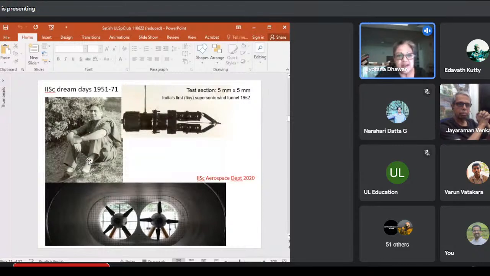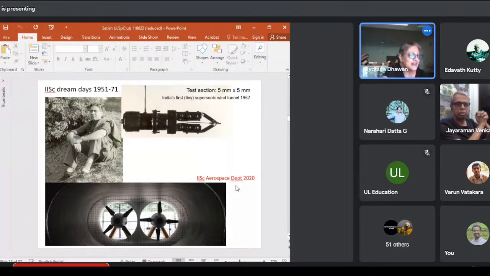He came back to India in 1951 and joined IISc. Here's a picture of him sitting in Nandi Hills. And on the right, I'm showing you a small picture of a tiny supersonic wind tunnel, which was built in 1952. You can see the size, 5 millimeters by 5 millimeters. So this is not to test anything except for theories, isn't it? Now, showing you down at the bottom is the wind tunnel from inside, a picture at the aerospace department in IISc.